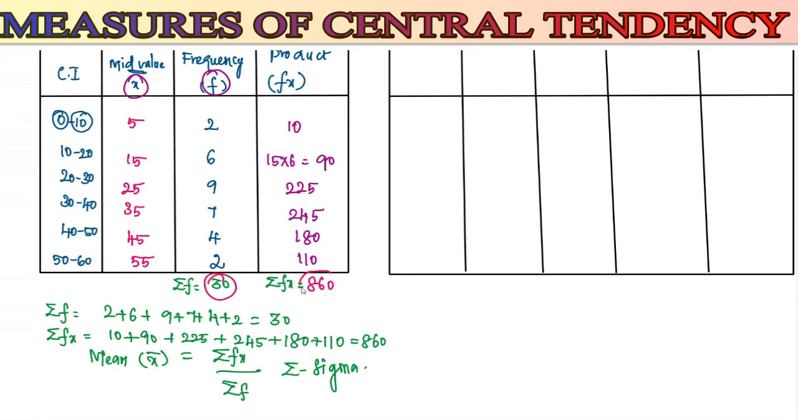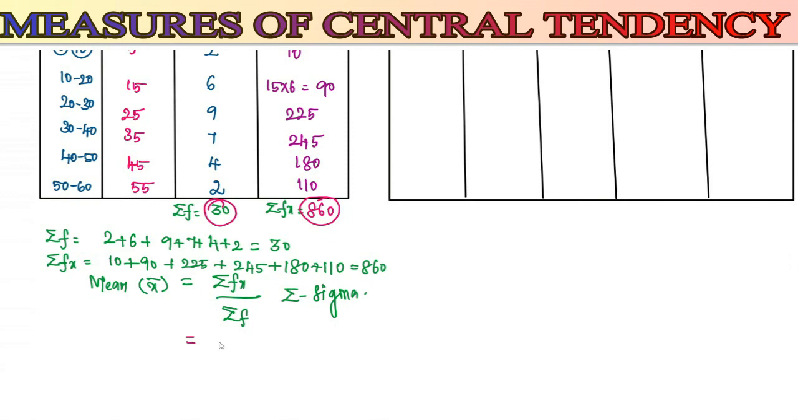These two values we need to take and substitute in the formula. Sigma fx value is 860 divided by sigma f, which is 30. So here the 0s get cancelled. When you divide 86 by 3, you are going to get 28.67. So this is the mean value of this problem.